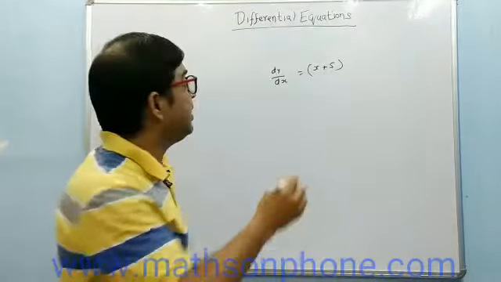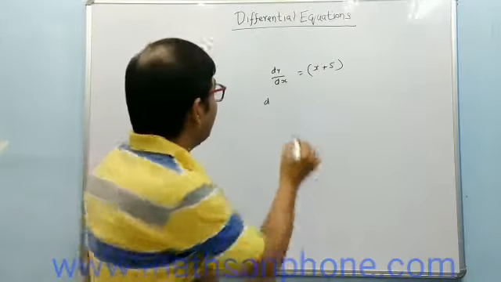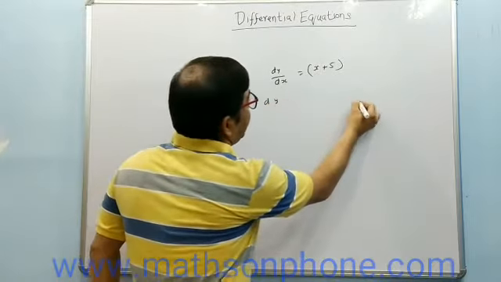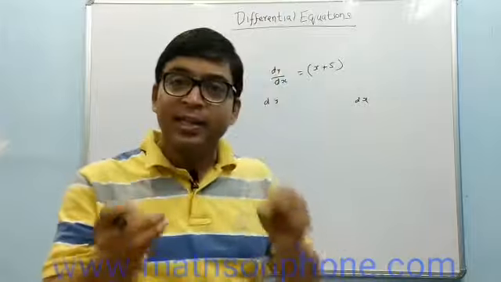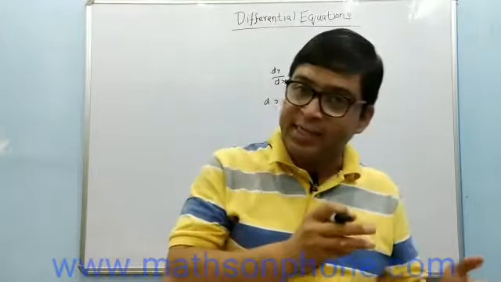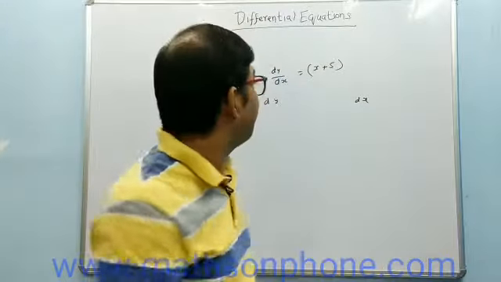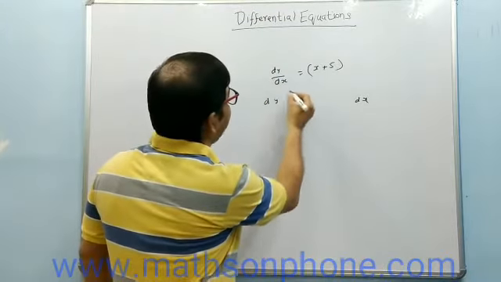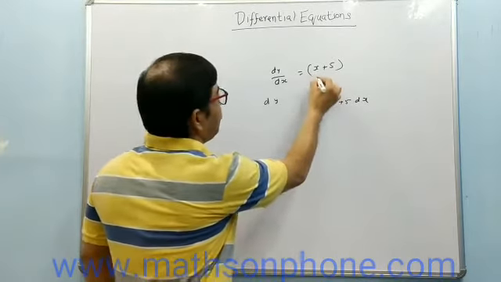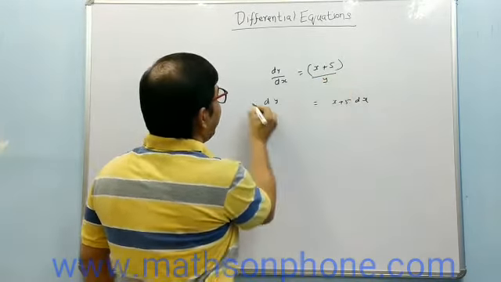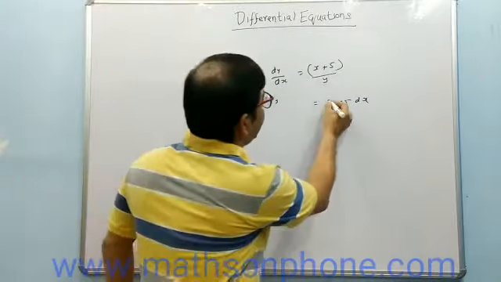How will we do it? See here, just follow the technique. You write dy one side, dx to the other side. The first step, very important: take the things containing x to the dx side and the things containing y to the dy side. So we can just write x plus 5 here. Suppose y is there, so we can write y dy is equal to x plus 5 dx.